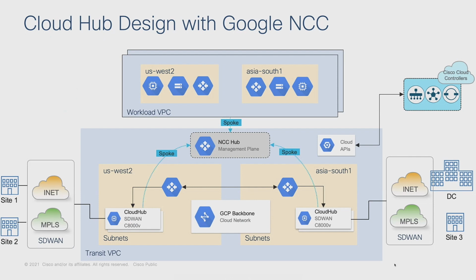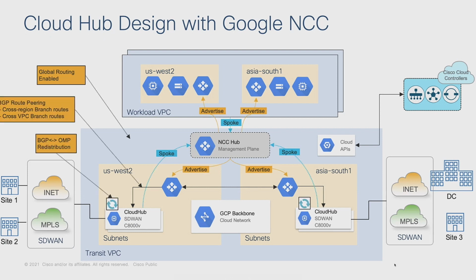And once we do that, the Google magic allows routes to be shared between the different Google Cloud routers in the different VPCs and in the different regions, okay? And so what we need to have is global routing enabled within our VPCs and also within the workload VPCs, and then we can access workloads in any region or any VPC anywhere that's connected to the Google backbone network.